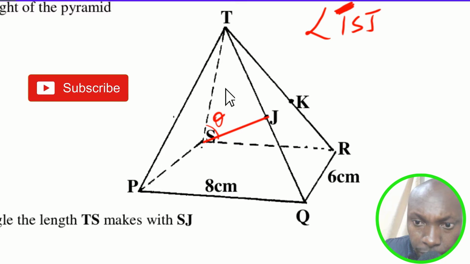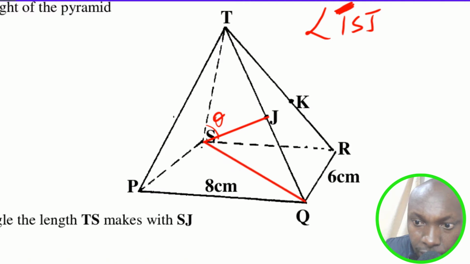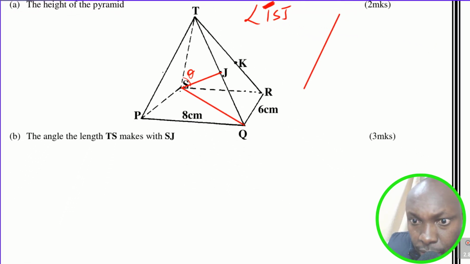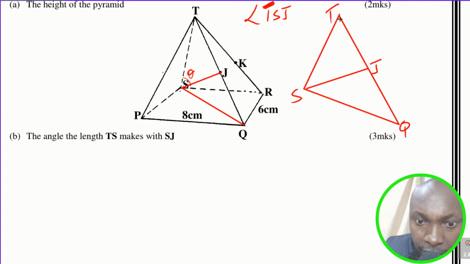So to enable us to work out this one properly, we need to have another triangle that will assist us here. So we create a bigger triangle, and I'm going to extract it here. This triangle is S, J is there, then Q there, then T is there. The required angle between the length TS and SJ is this. This is the angle that you require.